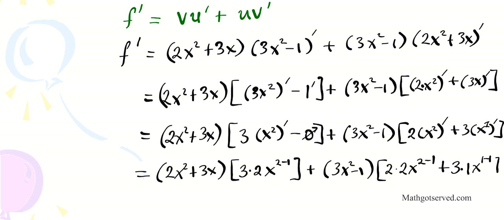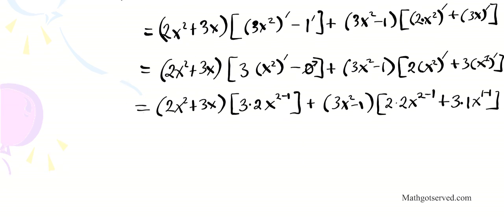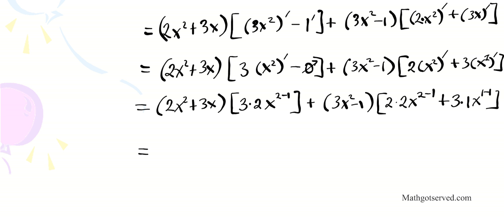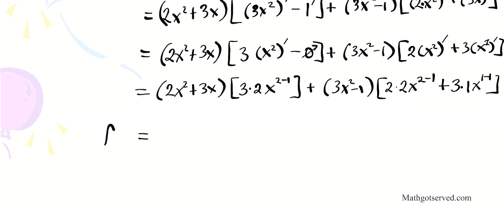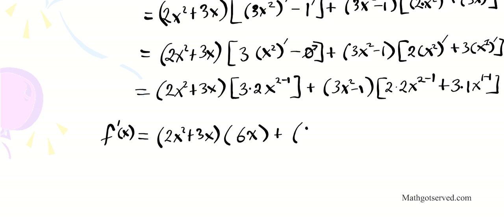All right. Okay, we're getting closer to the answer. It asks for f prime. So f prime of x is going to be, we have 2x squared plus 3x times, and if you evaluate this, you have 6x to the first power, plus, on this side we have 3x squared minus 1 times, if you evaluate that, you have 4x to the 1, and then this x to the 0 is just 1, right? So just plus 3. Okay.